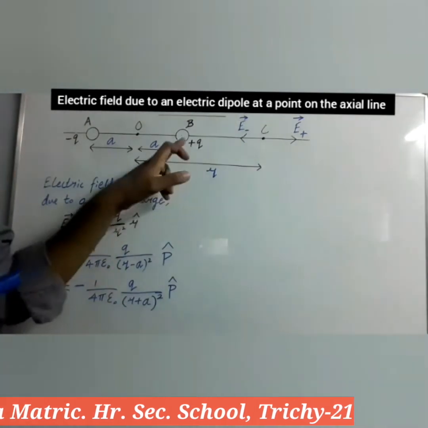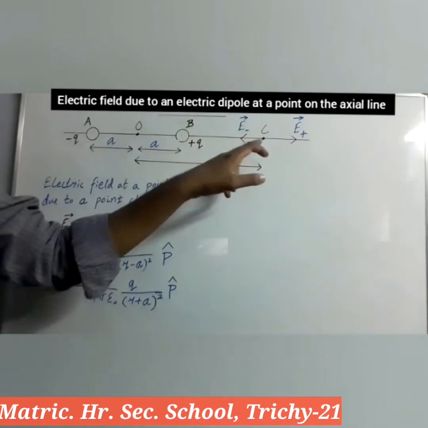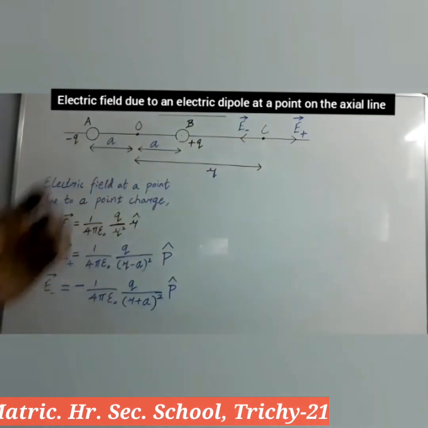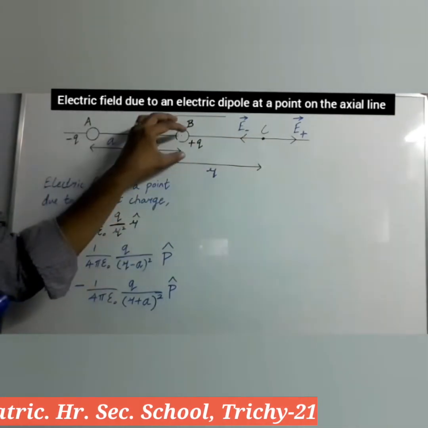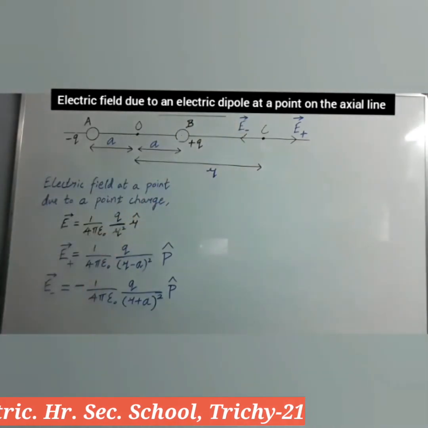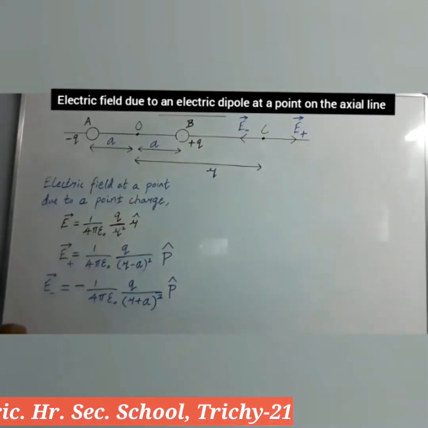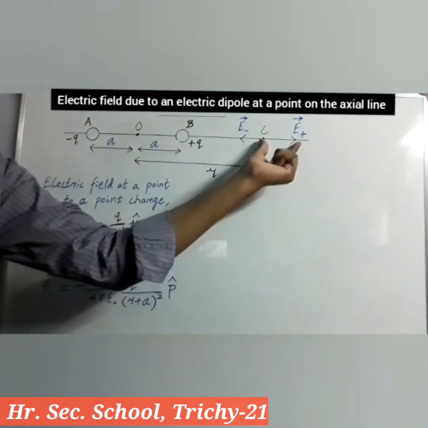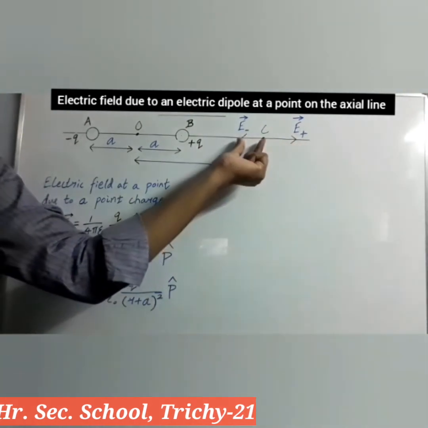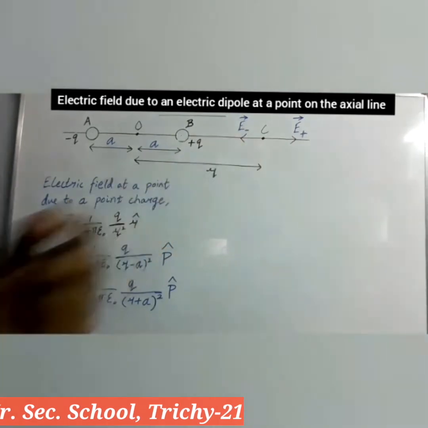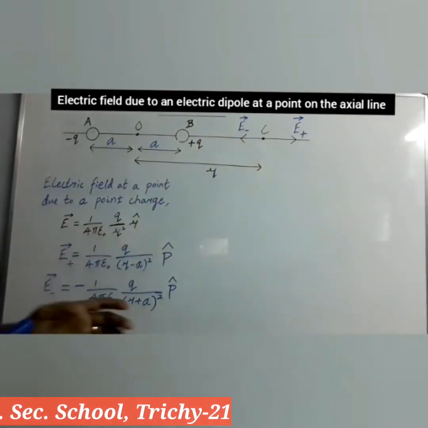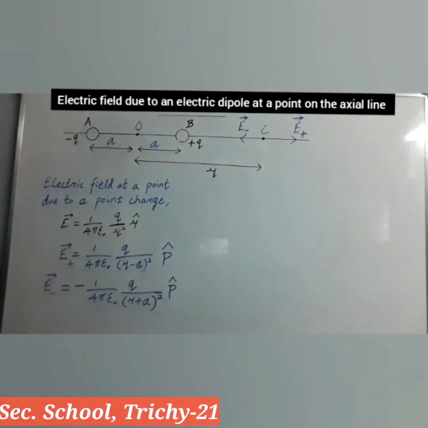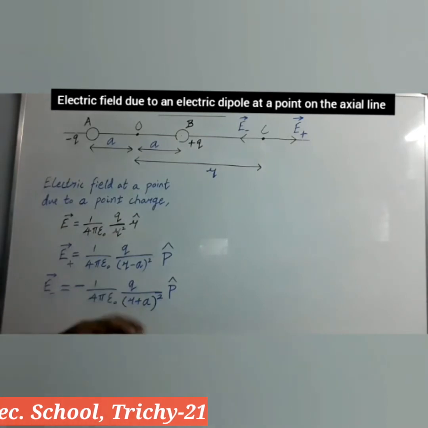Since the positive charge is located closer to the point C than the negative charge, the electric field given by the positive charge is stronger than the electric field given by the negative charge. Therefore, the length of the E plus vector is drawn larger than that of the E minus vector. In these expressions, p cap can be called the electric dipole moment unit vector.